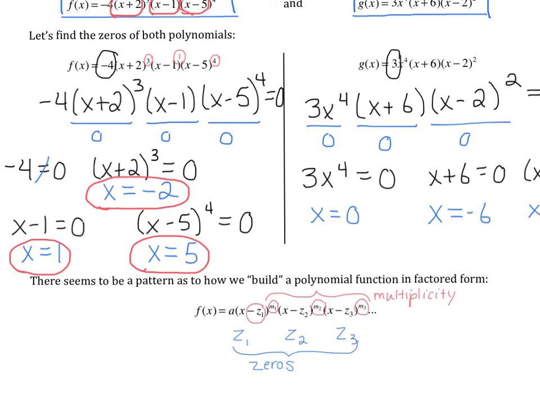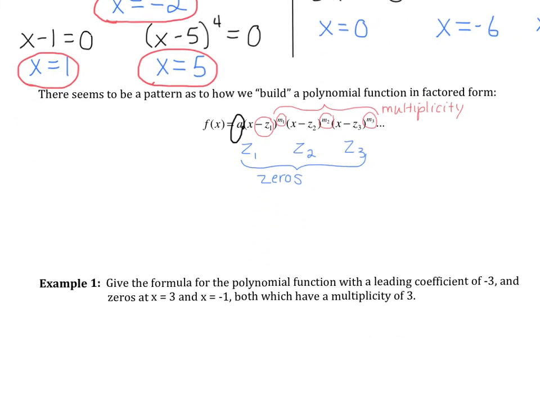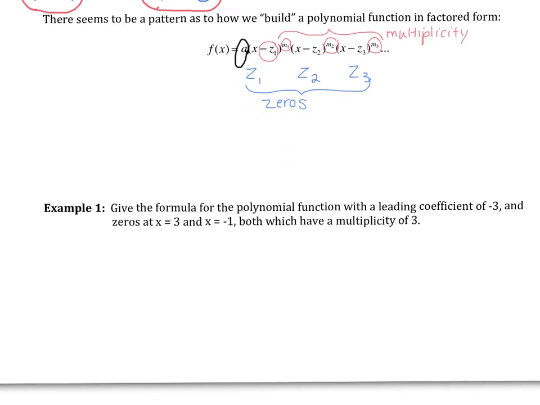Remember, a leading coefficient is just a number. No variables. So that's why we write this little a in front here. There could be a number sitting in front. So that's how we get this general structure of a polynomial function in factored form. And now we're going to use this to our advantage when trying to build polynomial functions.